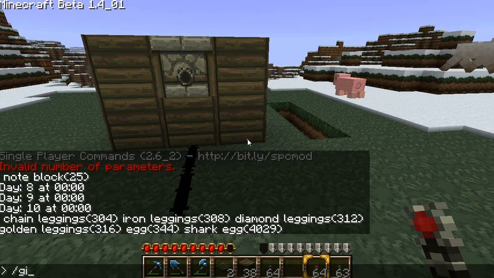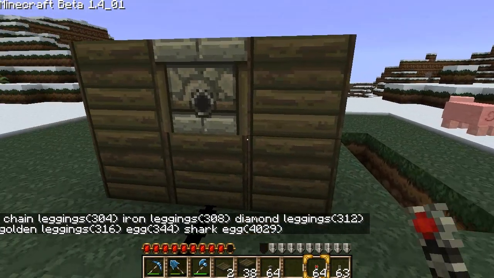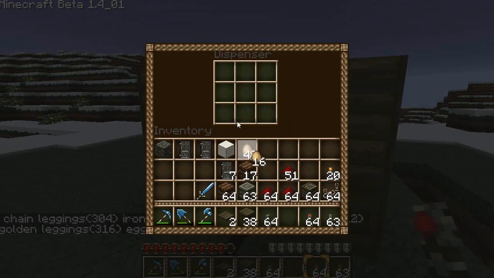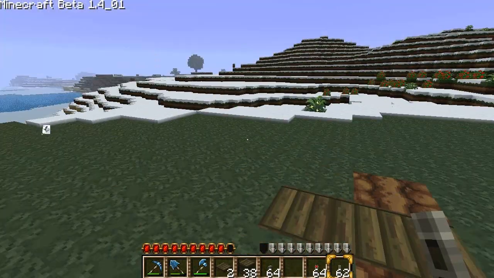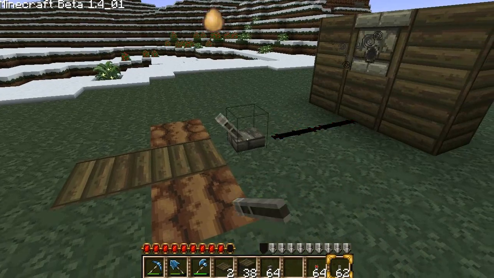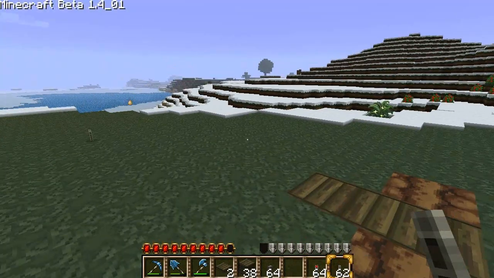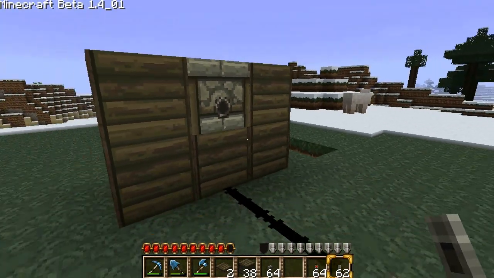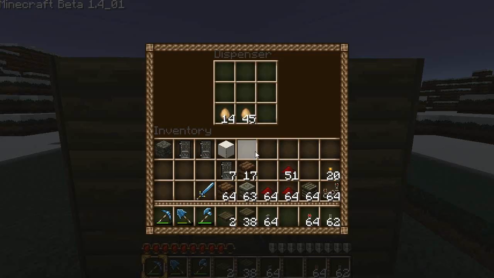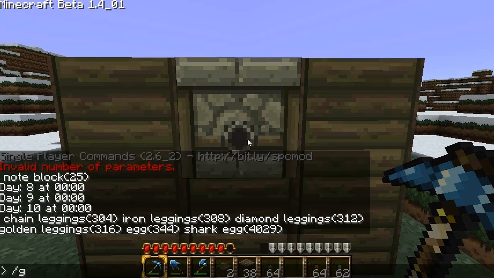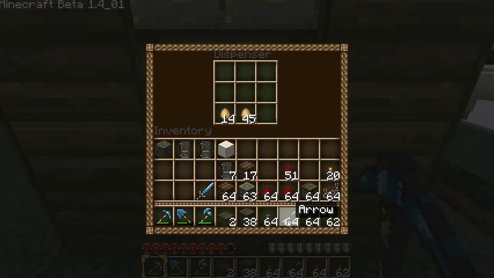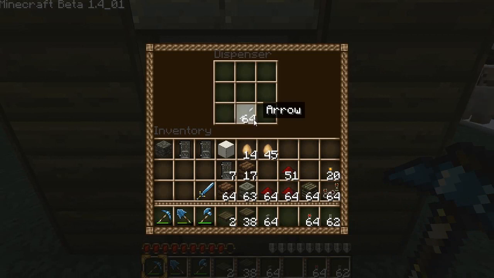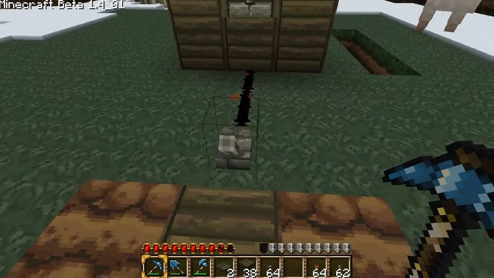So let's get some eggs. Usually you'd use this with arrows. I stick some eggs in there. There goes the egg. And there you go. That's pretty much how it shoots stuff. So if I was to put some arrows in there, it will shoot the arrows. And this is essentially the trap part of it.